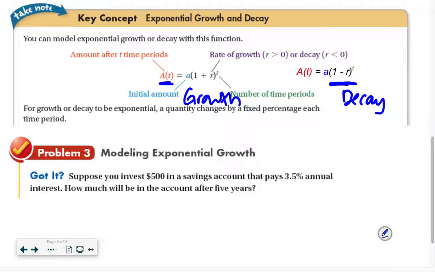It says, suppose you invest $500 in a savings account that pays 3.5% annual interest. How much will there be in the account after 5 years? Okay, so let's break this down. My $500, is that my amount after a period of time? No, that's not what you put in. So my initial amount? Yes. So my 500 is my, can I write IA? Initial amount. It's going out front.